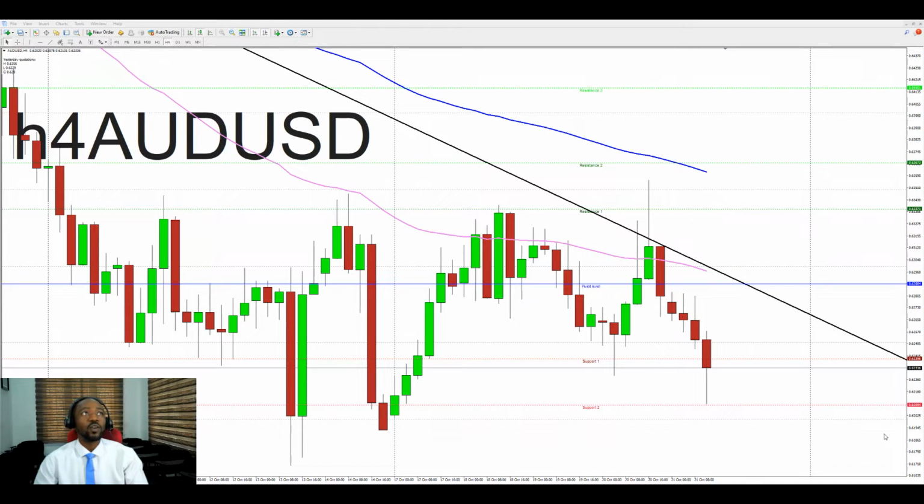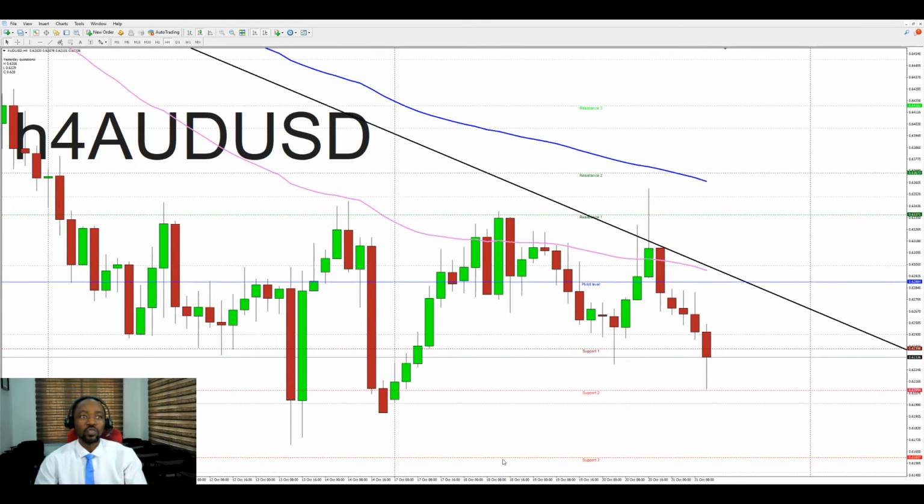All right, the Australian dollar US dollar is overall bearish right now, but it's actually in a range, as you can see. We have hit a resistance up here. Price failed to break above the resistance at 0.63371. Also, price failed to break below the support 3 at 0.61607.